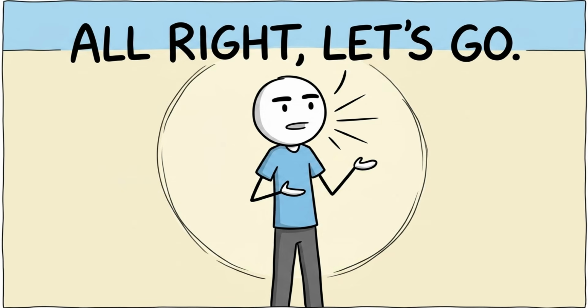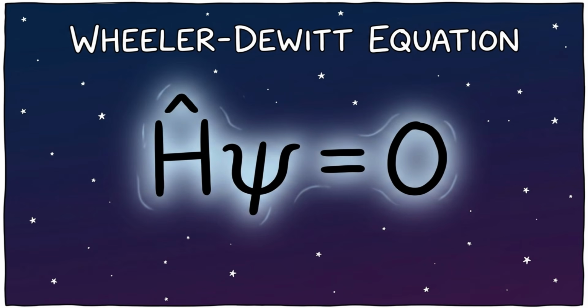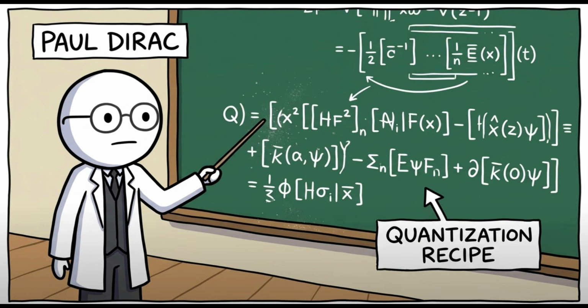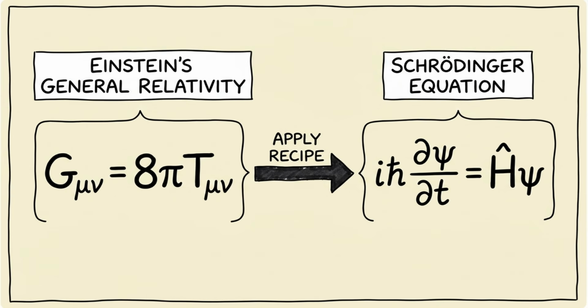Alright, let's go. Number 10. The Wheeler-DeWitt equation. In the mid-1960s, Bryce DeWitt was working at the University of North Carolina on a piece of technical bookkeeping. Paul Dirac had laid out a recipe for quantizing systems with constraints. DeWitt wanted to apply that recipe to Einstein's general relativity and get the gravitational version of the Schrödinger equation.